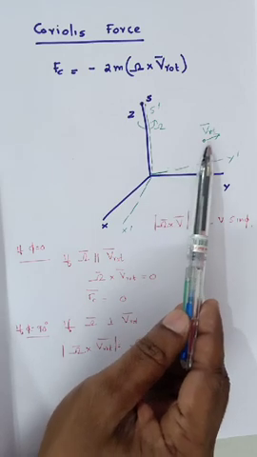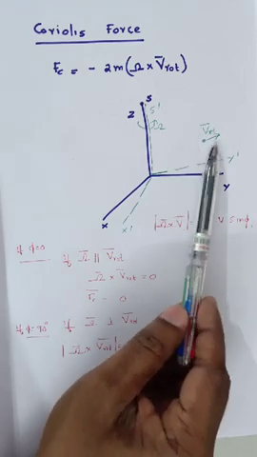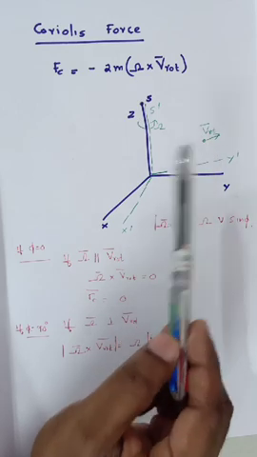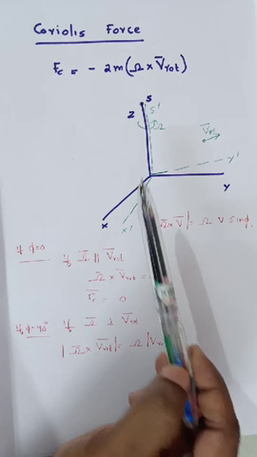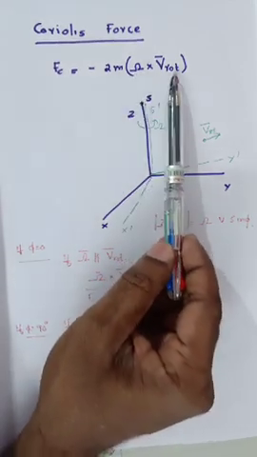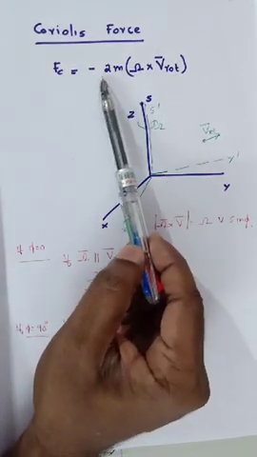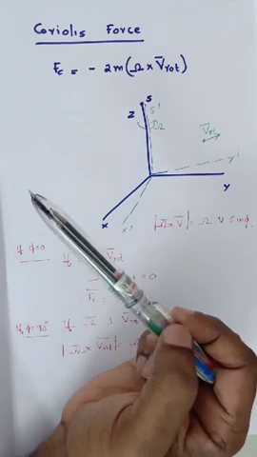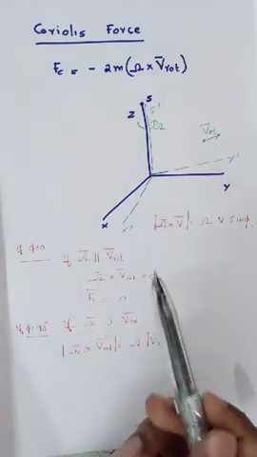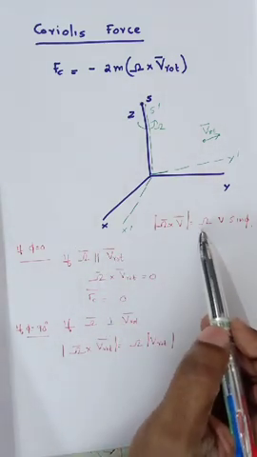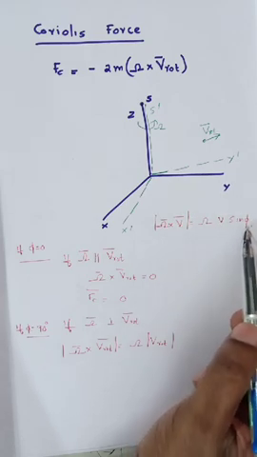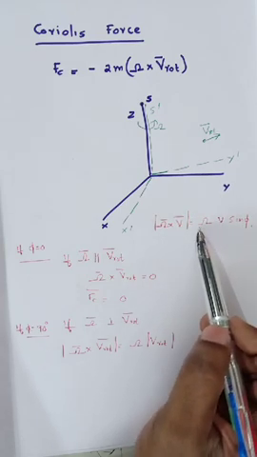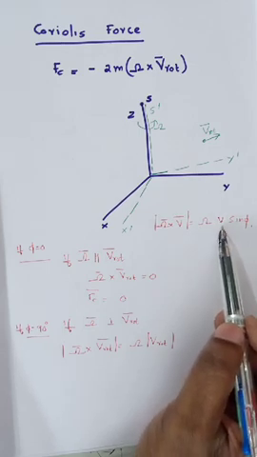feel that some force is acting on this particle, and that force is called the Coriolis force, and the expression is minus 2m into omega cross v rotational. Now we know that the magnitude of omega cross v is omega v into sin phi, where phi is the angle between omega and v.